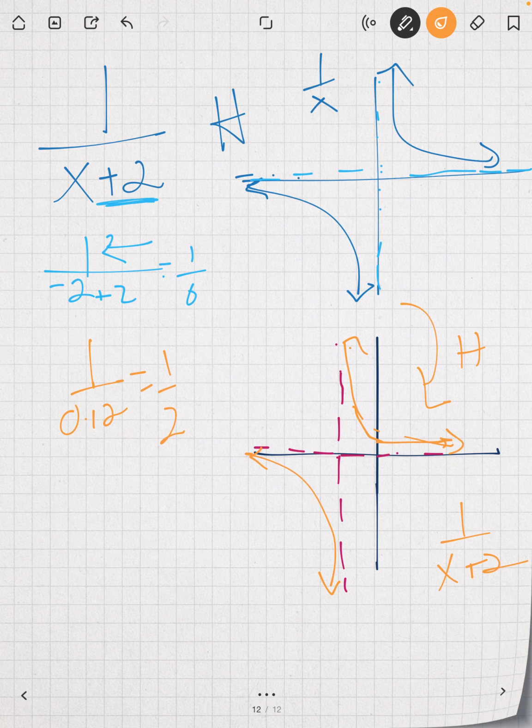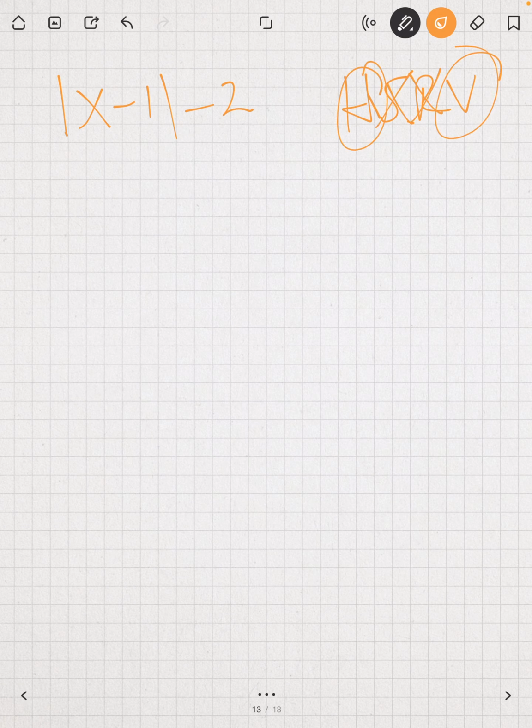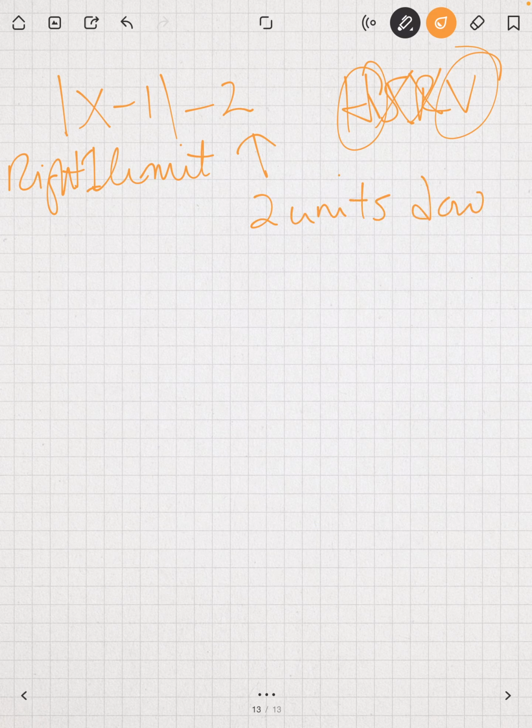Let's look at one or two more examples. Absolute value of x minus 1, minus 2. HSRV helps students remember variables. It has a horizontal shift, no stretch, no reflect, and a vertical shift. And so we're going to go, is it left or right? We're going to go right 1 unit. And then we have 2 units down.